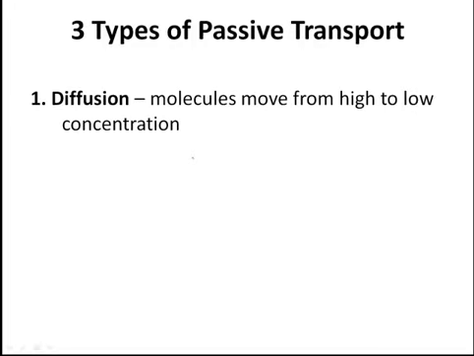There's three types of passive transport. Diffusion is when molecules move from a high to low concentration. This could be any molecule. So if somebody sprays perfume on the side of the room and you can smell it on the other side of the room, that's because of diffusion. The molecules go from where there was a lot to where there's less.